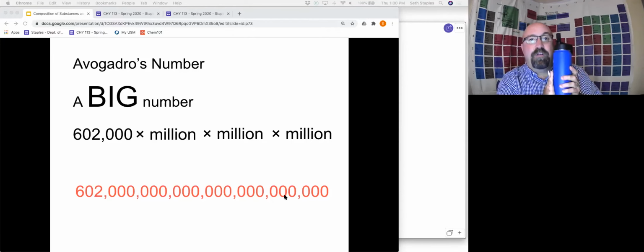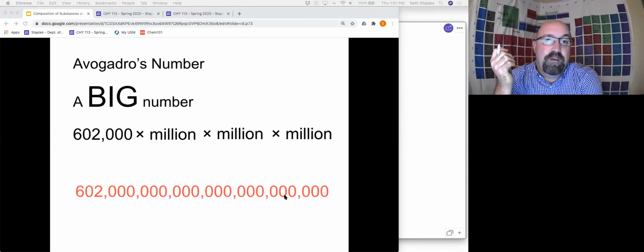Molecules and atoms are small. They really are so small that it is beyond our comprehension to even think about how small things like that are. Incredibly tiny.